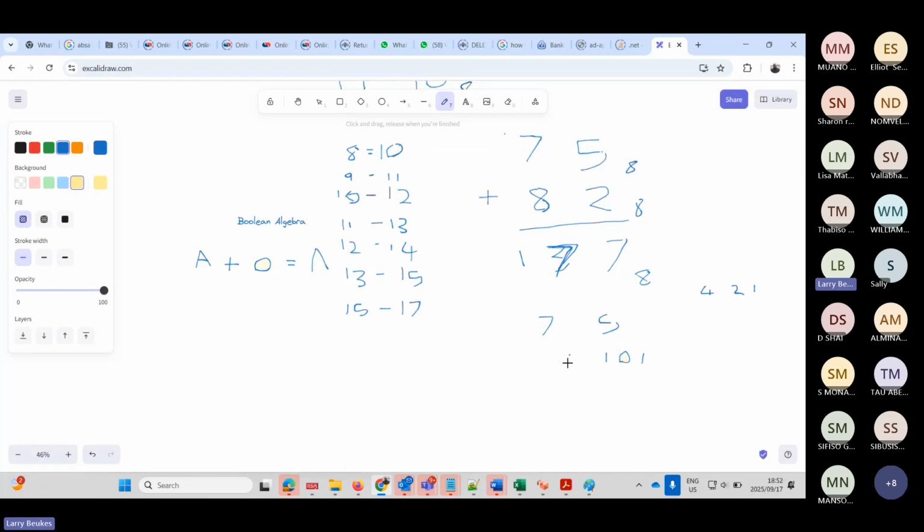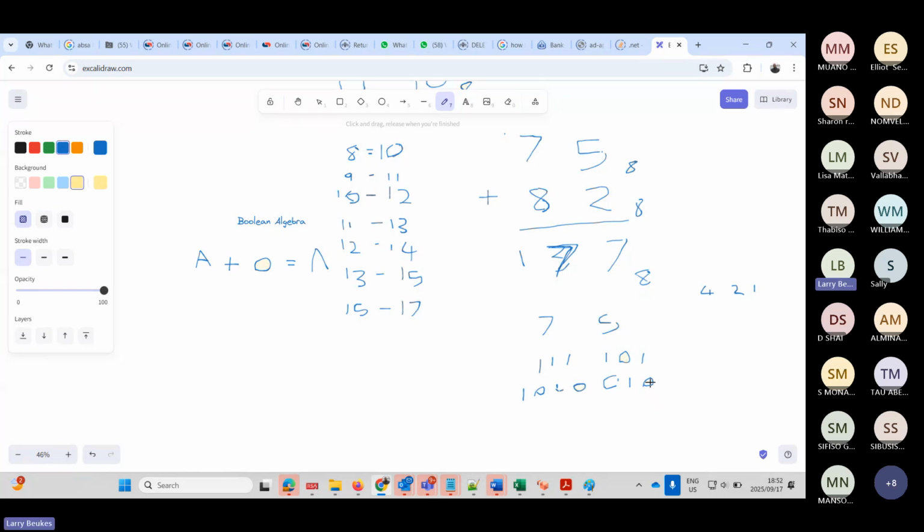And then 7, all of them are 1s, right? And then 2, for example, is going to be 0, 1, 0. 8, if it's like this, what do we do? 8 is going to be 1, 0, 0, 0, right?